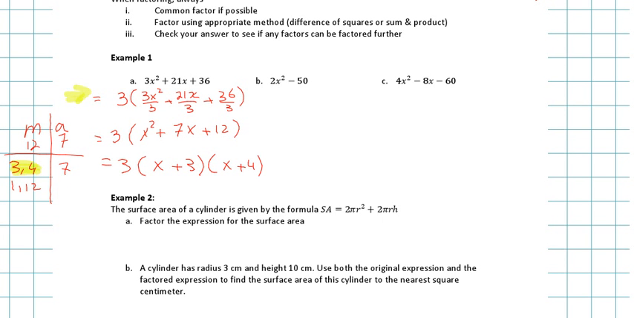Okay. Now let's look at the second one. What's the first question? The first thing that you ask yourself. Common factor. Do I have a common factor? Yes, 2. 2 is divisible by both, right? Both numbers are divisible by 2. So my factor is 2. If I divide this by 2, what do I get? x squared. And if I divide this by 2, what do I get?